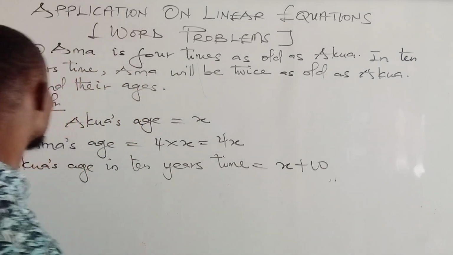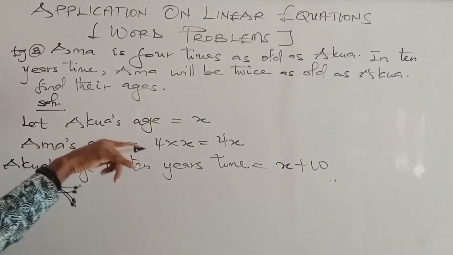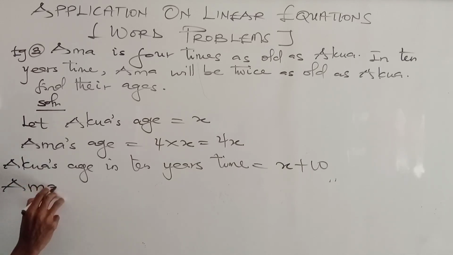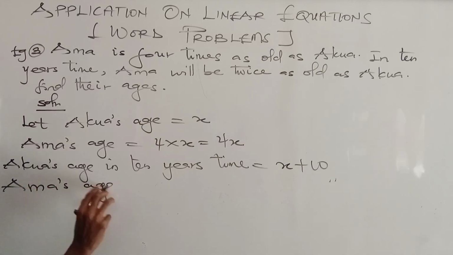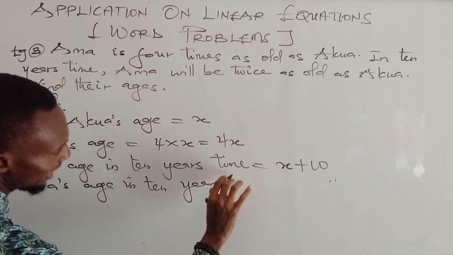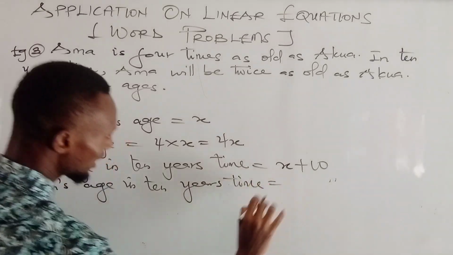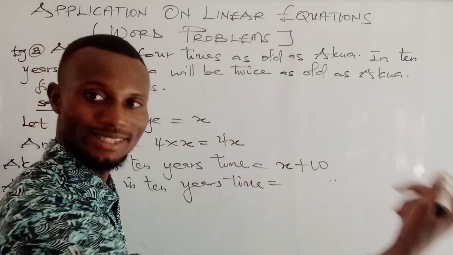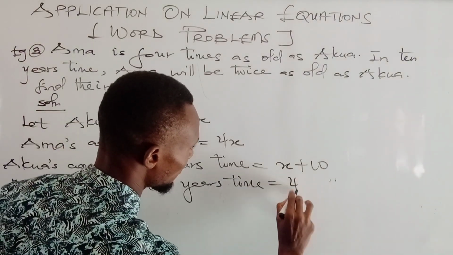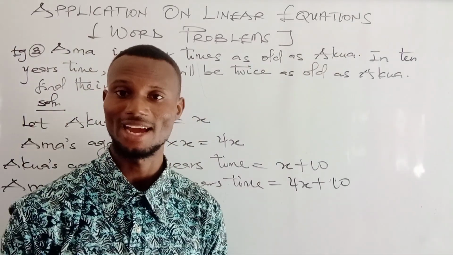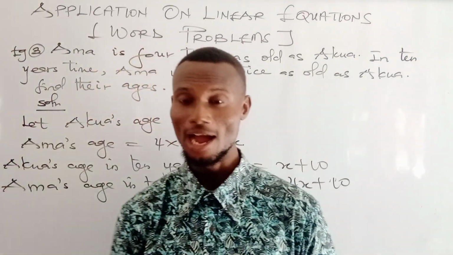Good. Now, let's go ahead and find Ama's age in 10 years time. So you write it down that Ama's age in 10 years time will be equal to her present age, which is 4s plus 10. So it will be 4s plus 10. I hope you understand and you agree with me up to this point.